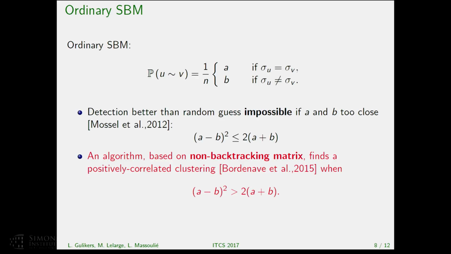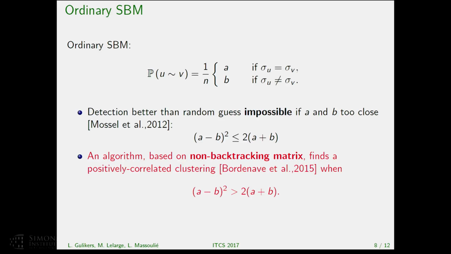And on the positive side, it turns out that one can use an algorithm based on the non-backtracking matrix to find a positively correlated clustering when we are exactly above this threshold. So this says that for the ordinary stochastic block model, the non-backtracking matrix is optimal in the sense that it manages to find a clustering strictly better than random guess all the way down to this detectability threshold. Those results are known for the ordinary stochastic block model.